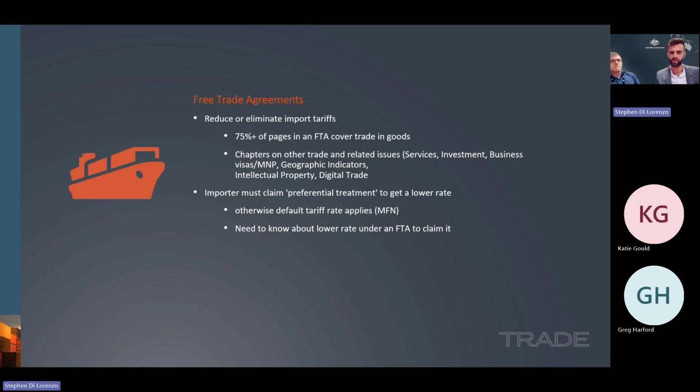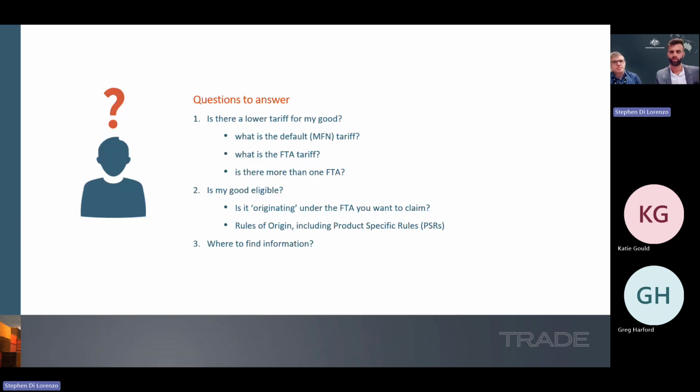Really good, thanks, Darren. So what businesses want to know is, is there a lower rate of tax or tariff that I need to pay for my product? In order to do that, we need to determine what the MFN, the default tariff, is for my product. And if there's an FTA with the country I'm sending this to, the country importing my product, what are the FTA tariffs?